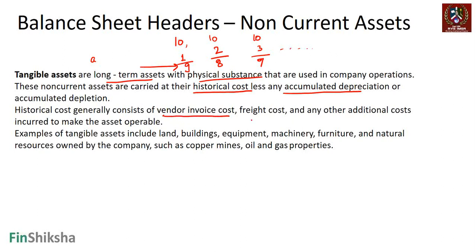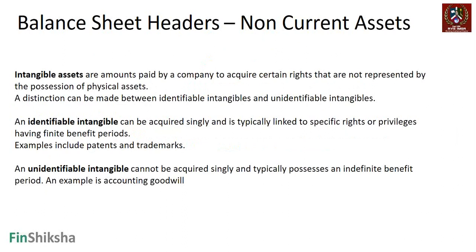Then you have vendor invoice cost. What does historical cost include? Historical cost basically puts in everything that has come into picture in order to purchase this asset. Vendor cost, invoice cost, freight cost, any additional charges to make the asset operable. Examples would include land, buildings, equipment, machinery, furniture, copper mines, oil and gas property, any resources owned by the firm, etc. All of these are examples of tangible non-current assets.